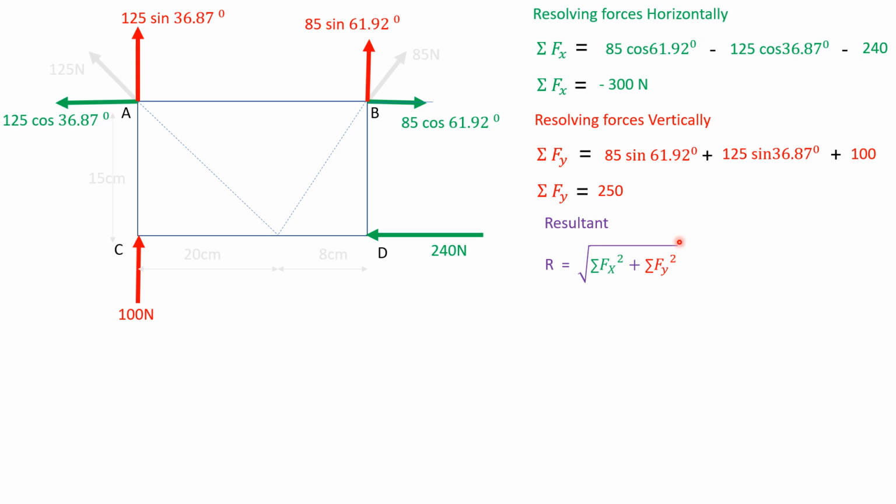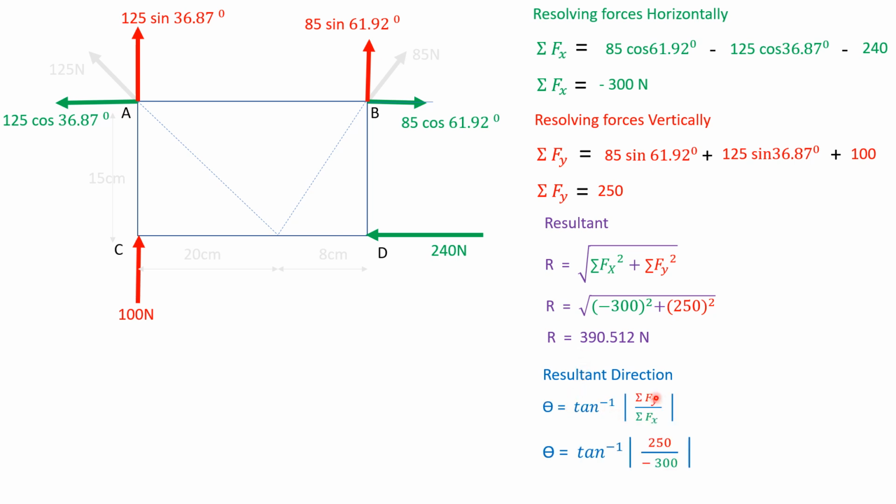The resultant is given by the equation R equal to square root of summation Fx squared plus summation Fy squared. Substituting summation Fx value and summation Fy value, we get R as 390.512 newtons. Now resultant direction is given by theta equal to tan inverse of summation Fy divided by summation Fx. So theta we get as 39.8 degrees.